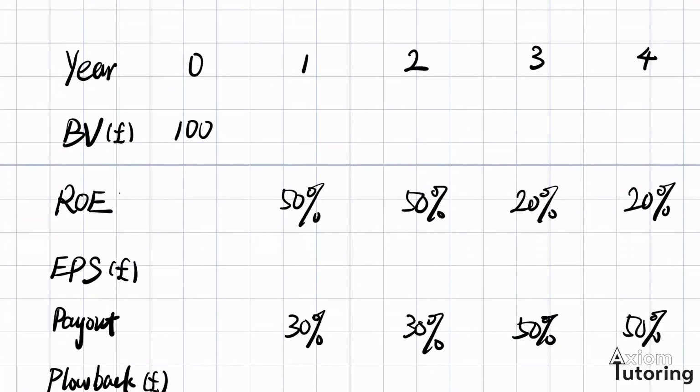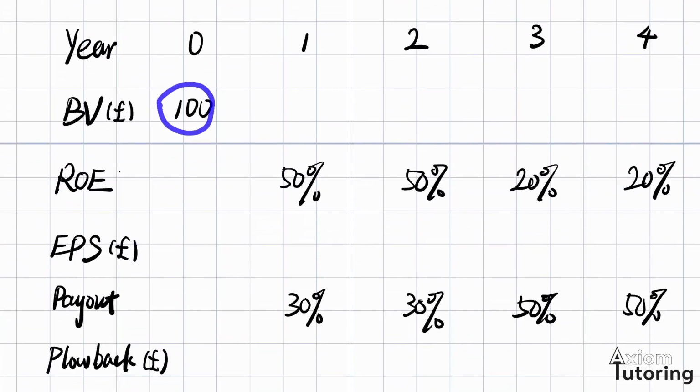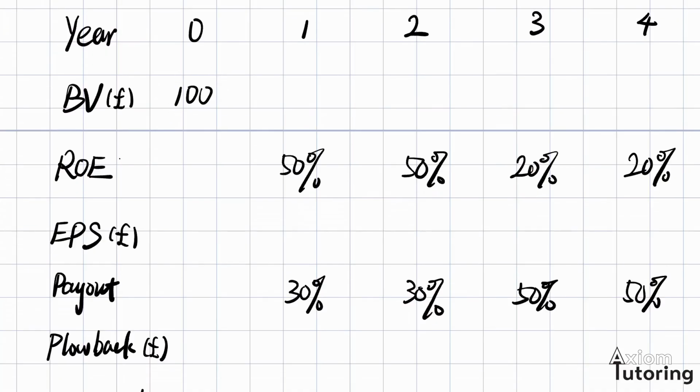Starting at year 0, we have 100 for the book value. Do not confuse book value with the price or the market value here. Whenever we're putting a price on the stock, it's always going to be the market price. So the book value here is not the price. In the first year we have the ROE of 50%, same with the second year, and for the third and fourth year and onwards, it's going to be 20%.